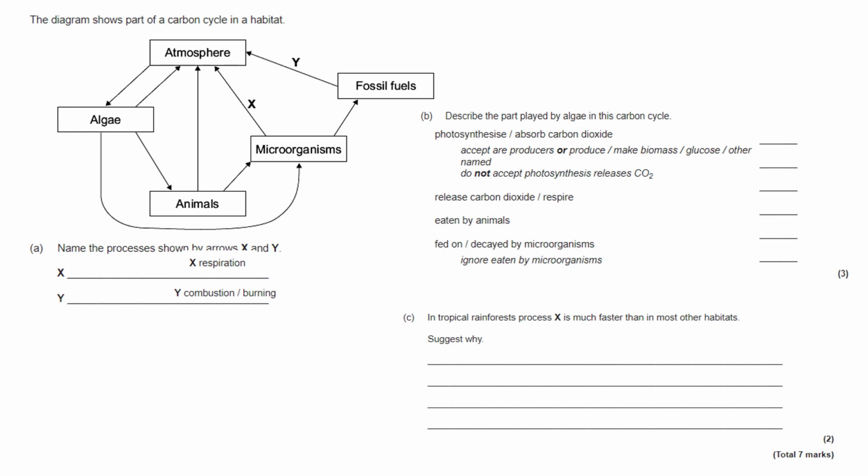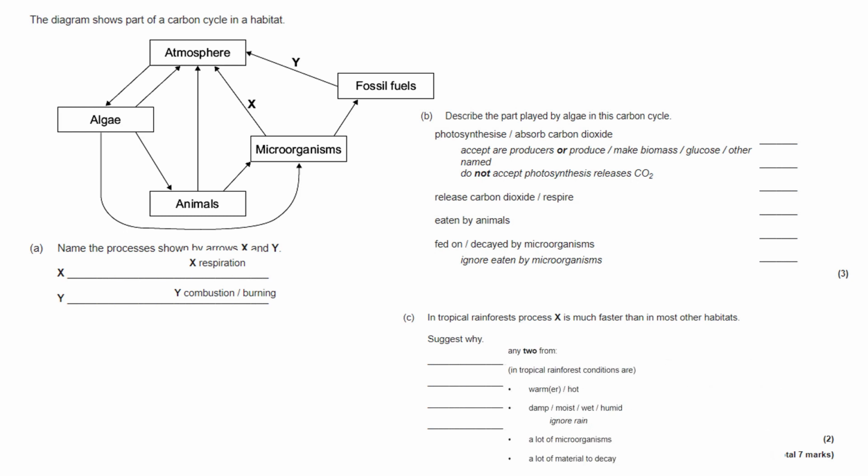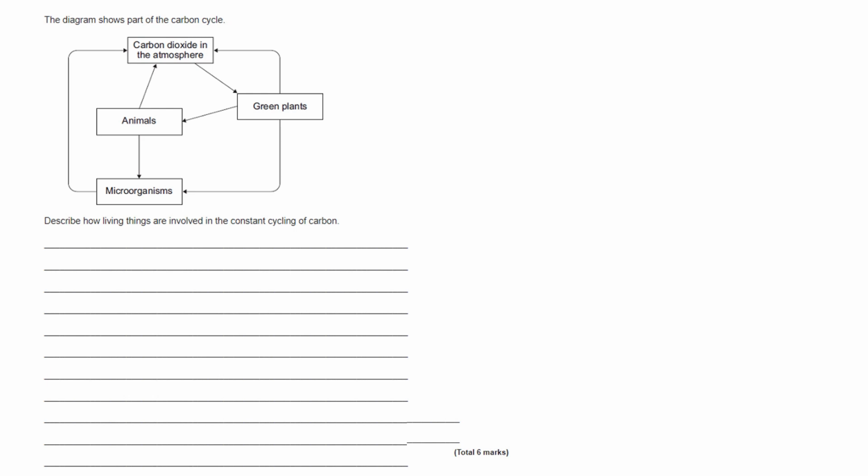For the last question, why in tropical rainforests is process X much faster than in most other habitats? Well, tropical rainforests are warmer and they're damp, and decay loves heat and it loves water. You need those for decay. Okay, guys, pause the video, have a go at this 6 marker. Right, we're going to put the answers up and see how you did. You really need to be getting at least 6 of these key points that are coming up in the answers. So check it out, mark your answer, see how you did.